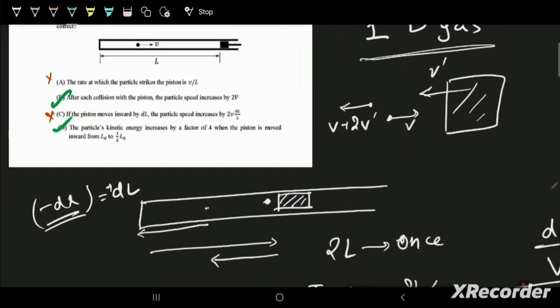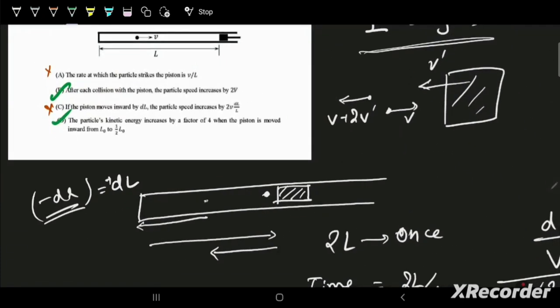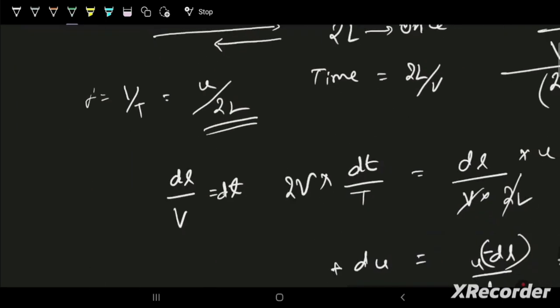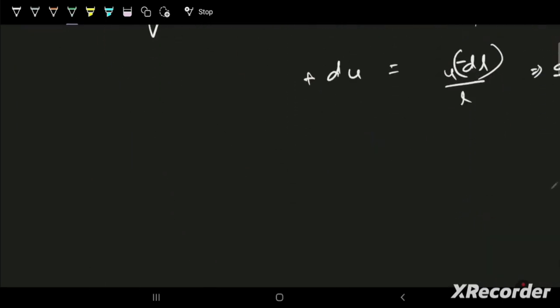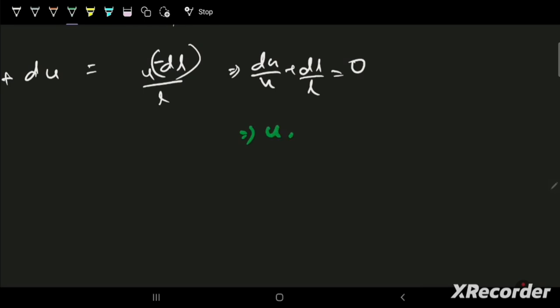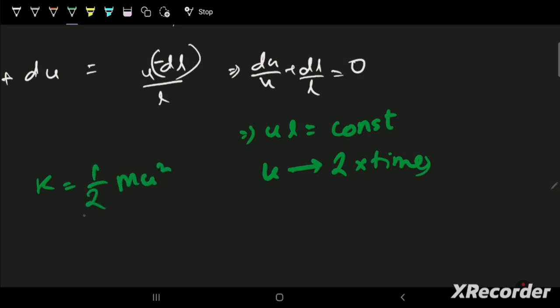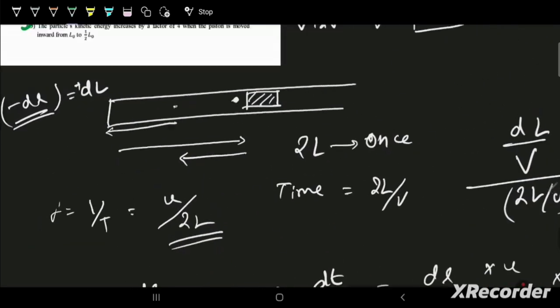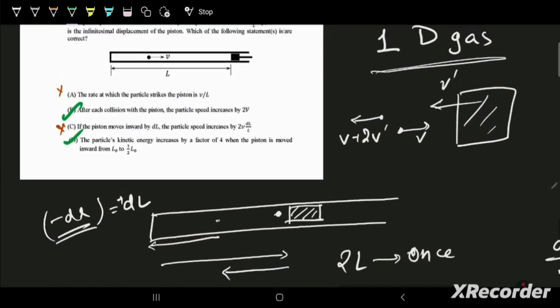Coming to option D, it says that kinetic energy increases by a factor of 4 when the piston moves inward from L0 to L0 by 2. So from this differential equation, I can say that UL is equal to constant. Now the length halves, so U increases by a factor of 2. I can say that kinetic energy equals half mu square, so kinetic energy increases by 4 times. And that's the answer, so option D is correct. Hence the answer to this question will be B and D.